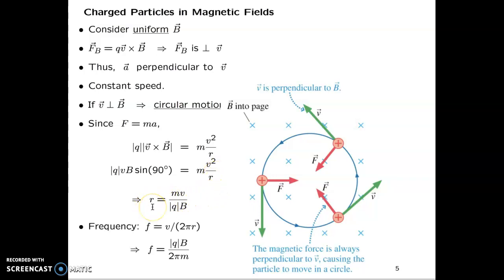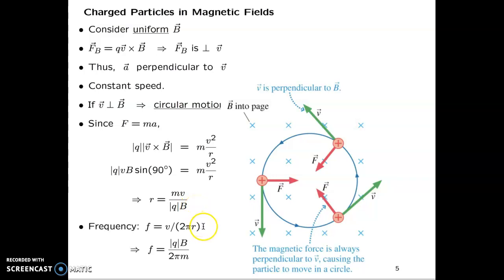If you solve for R, the radius of the circle, you get mv over the magnitude of Q times the magnitude of the magnetic field B. It's important to remember you're always taking the magnitude of the charge. If you have a negative charge and you don't take the magnitude, you'll end up with a negative radius, which doesn't make sense. So make sure you use the magnitude of the charge.